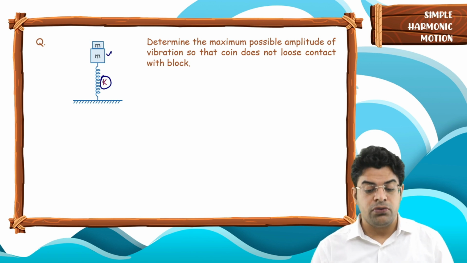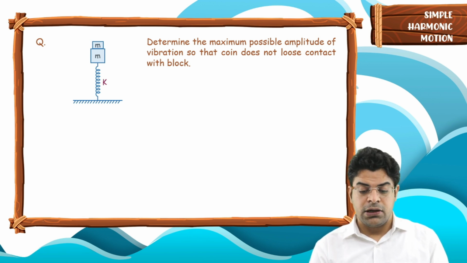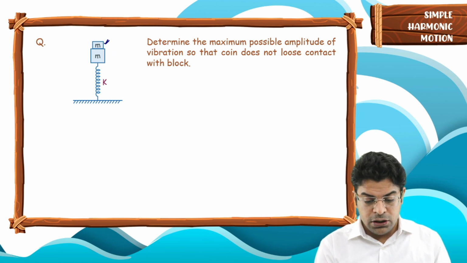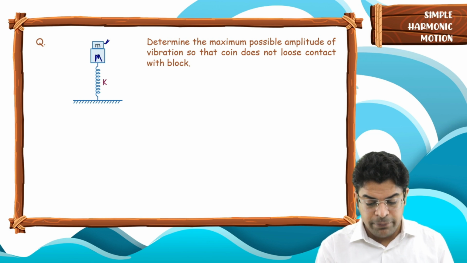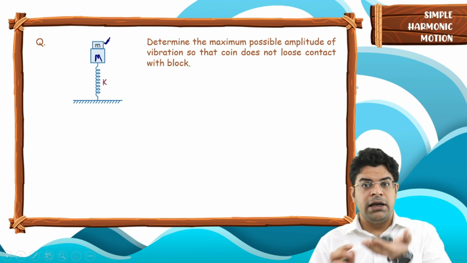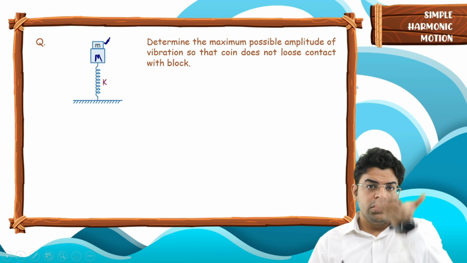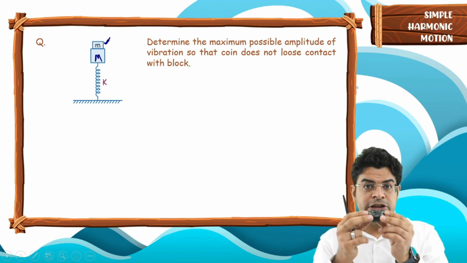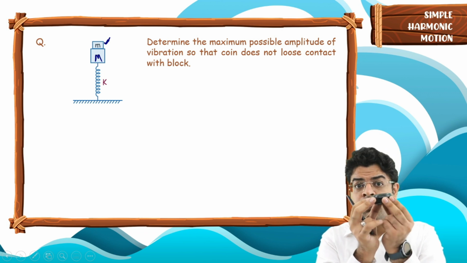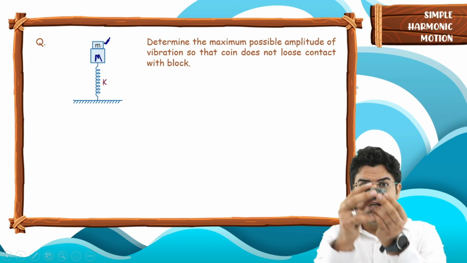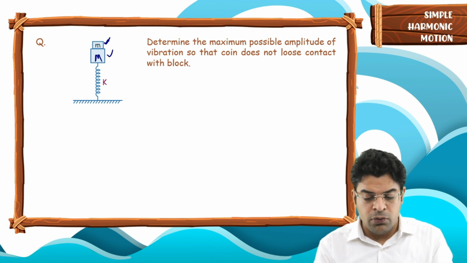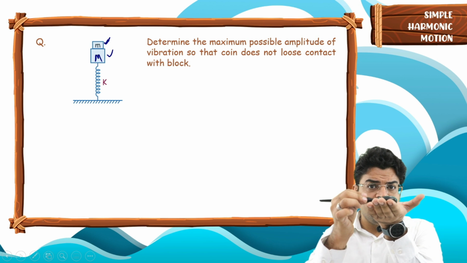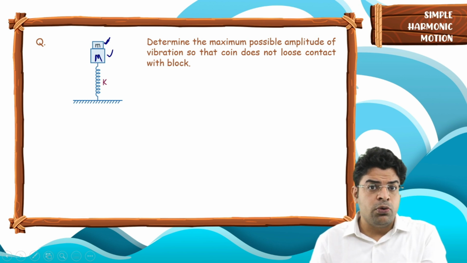Now, why is the block oscillating? Because it is connected to a spring. Why is the coin oscillating with the block? Because it is placed over the block. Now, if this block has mass capital M and the coin has mass small m and they are oscillating, the maximum acceleration that the coin can have is g downward. It can't have an acceleration more than g in the downward direction. Why? Because when the block moves down too quickly, the coin will lose contact with the block if the acceleration is more than g.